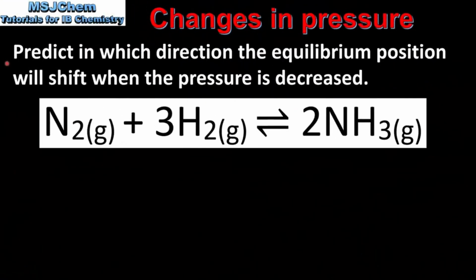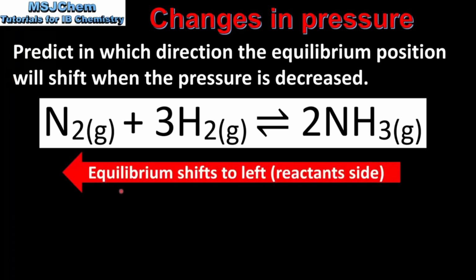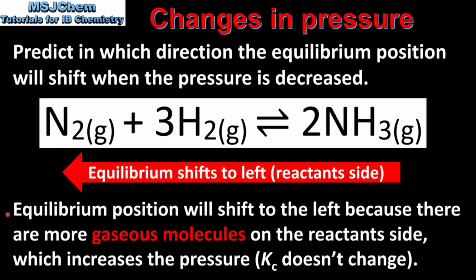In our next example, we'll predict in which direction the equilibrium position will shift when the pressure is decreased. When the pressure is decreased, the equilibrium position shifts to the left, which is the reactant side. So the equilibrium position will shift to the left because there are more gaseous molecules on the reactant side, which increases the pressure. Because we have more gaseous molecules on the reactant side, a decrease in pressure will shift the equilibrium to the left. And once again, the value of the Kc does not change.